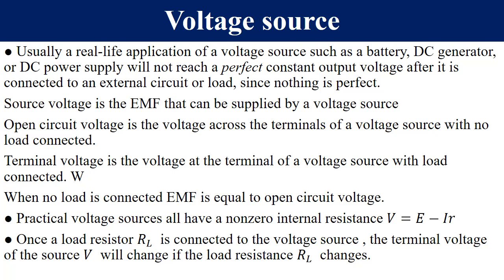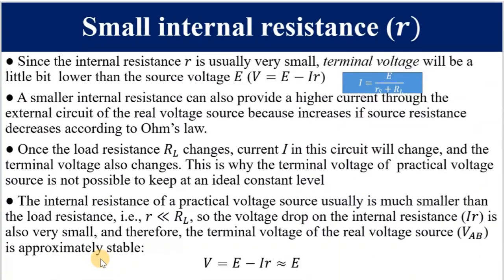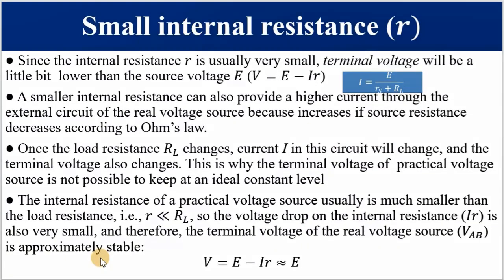You'll see in the next slide how the internal resistance of a voltage source is indicated. When we connect a load resistor RL to the voltage source, the terminal voltage V will change if our load resistor changes. Practically every voltage source has an internal resistance, and it is very, very small. So the terminal voltage V across a load is electromotive force E minus Ir, where Ir is the voltage drop across the internal resistance r.